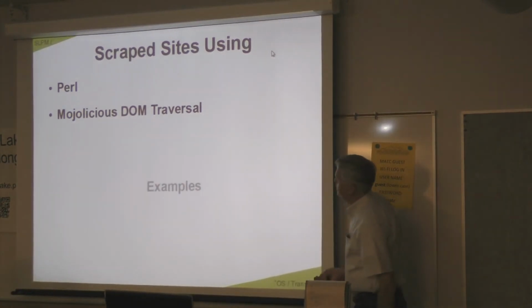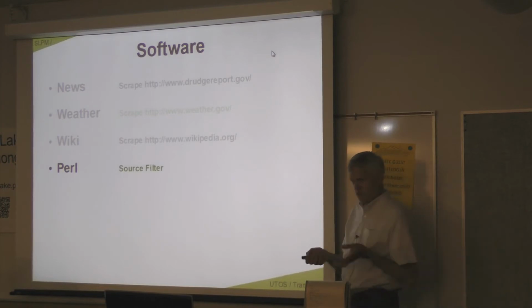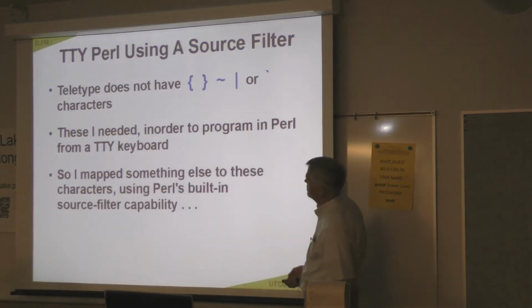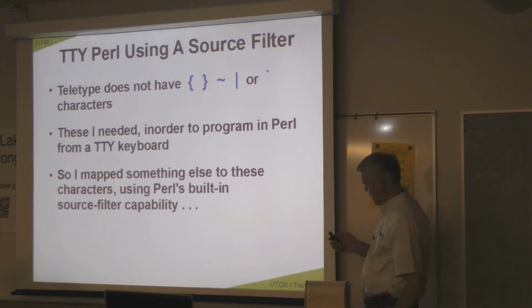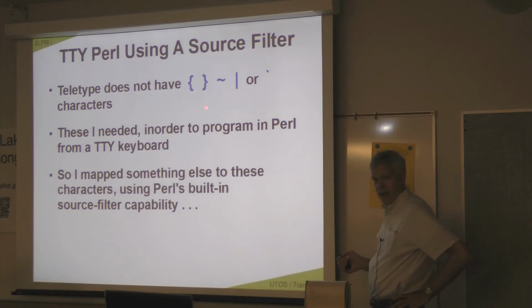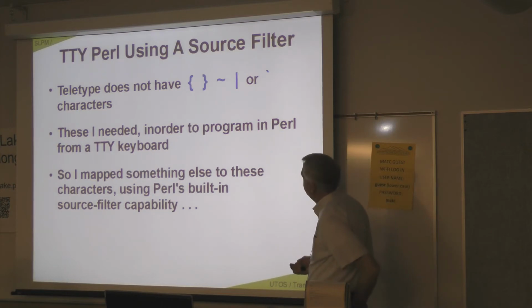So that was my scraping software that I wrote. Next, I wanted the machines to be able to do a Perl program. And that's a little trickier because the teletype does not have some key characters. It doesn't have the open and close brackets. It doesn't have the tilde. It doesn't have the vertical bar. And it doesn't have the back quote. And I needed those, they're key to Perl. So it would have been hard to program in Perl without them.